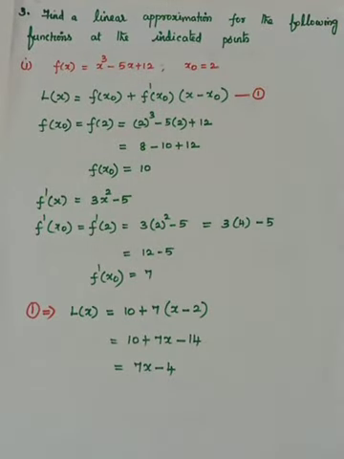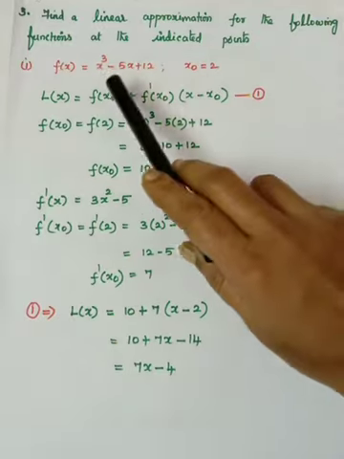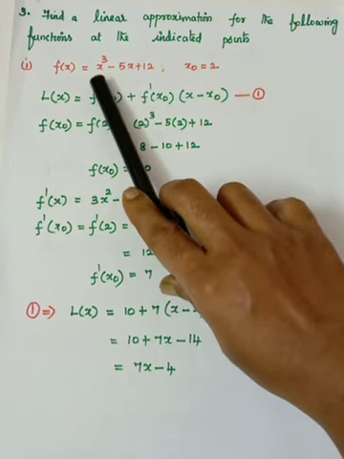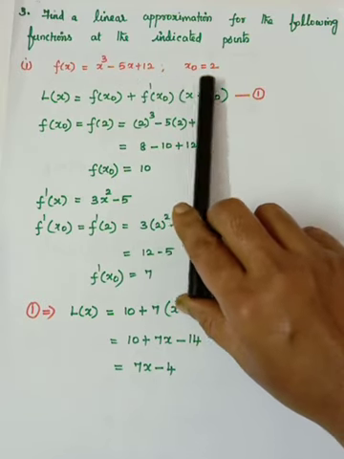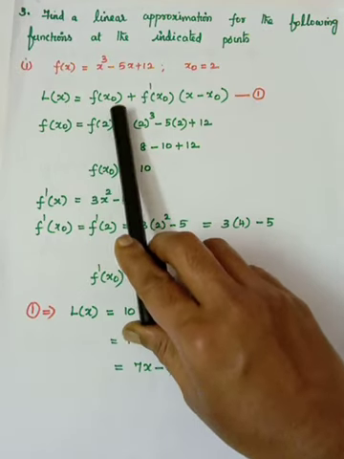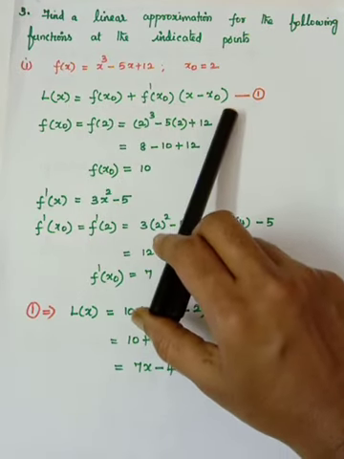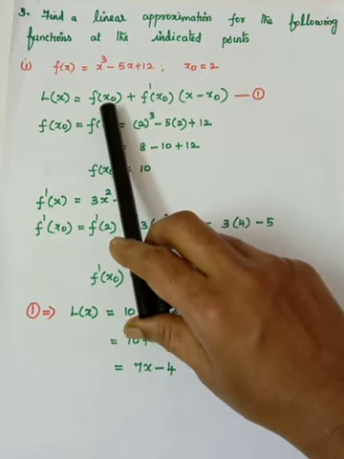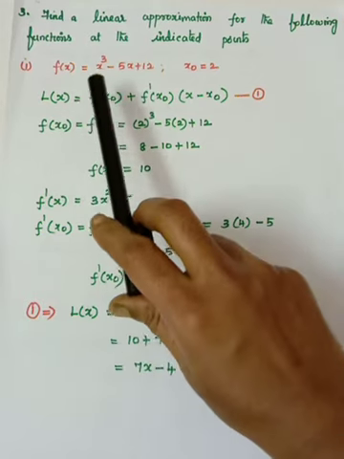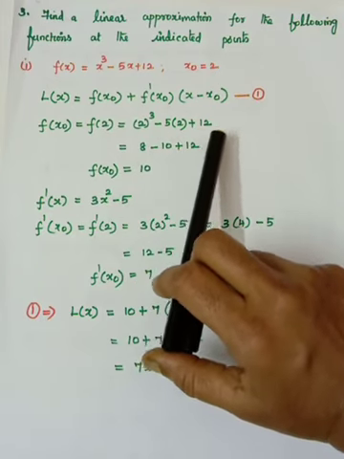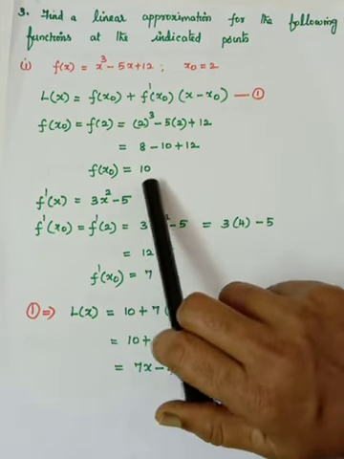So next one, the third question. Find a linear approximation for the following functions at the indicated points. Okay, so here the function is given. It is a cubic polynomial, x cube minus 5x plus 12, and x naught is equal to 2. So you know the linear approximation formula, f of x naught plus f dash of x naught into x minus x naught. Now your x naught is 2. So first step, f of x naught. So f of 2, you have to substitute x as 2. So it is 2 cube minus 5 into 2 plus 12. So therefore f of x naught is 10.